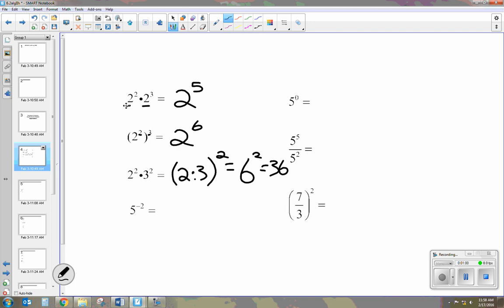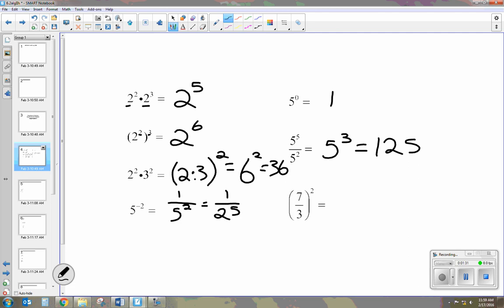Whenever we have a number to a negative power, we simply put that number in the denominator, so we're left with 1 over 25. Anything raised to the 0th power is 1. If we have two numbers with the same base and divided, we can just simply subtract the exponents. So 5 minus 2, we're left with 5 to the 3rd, which is 125.